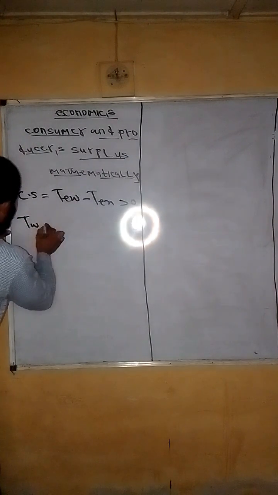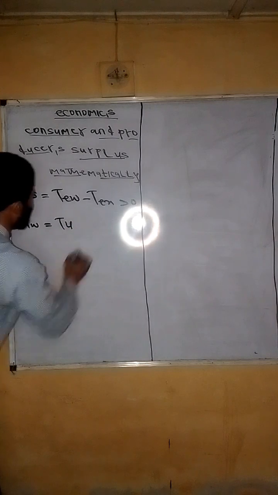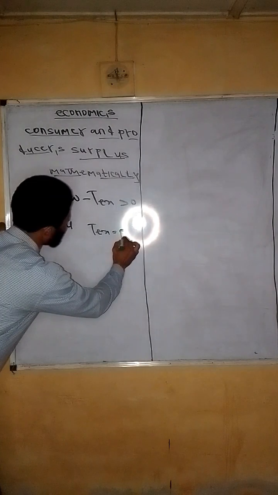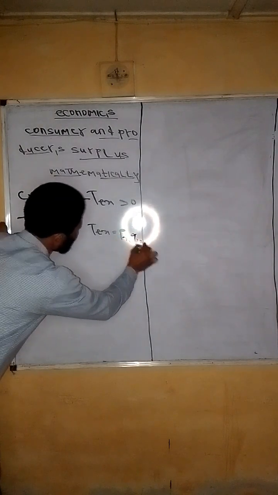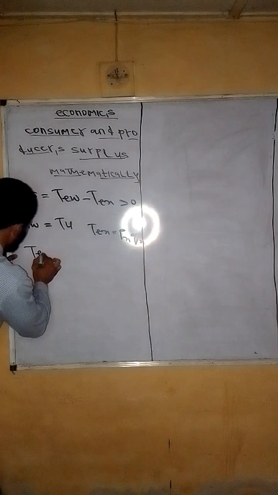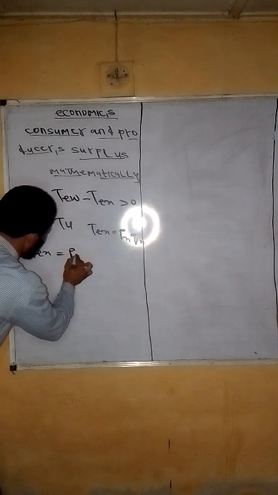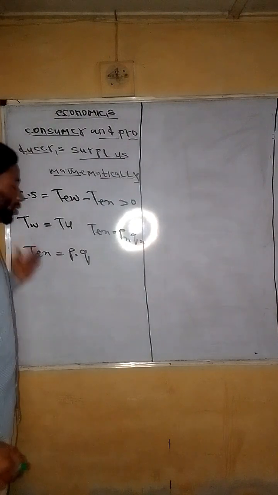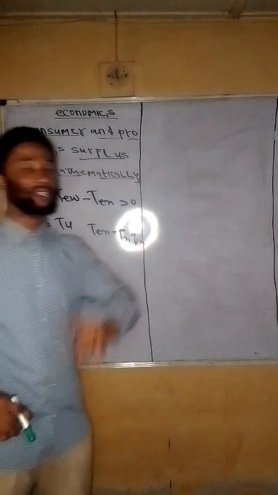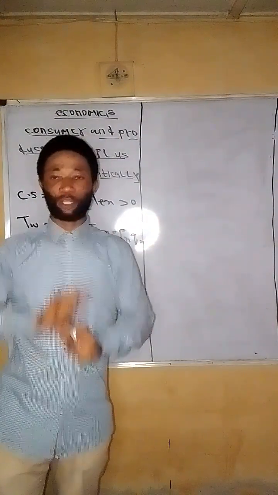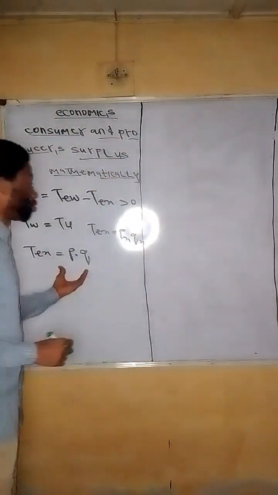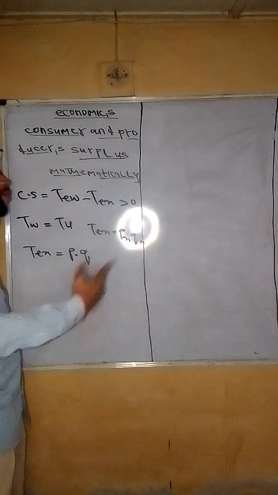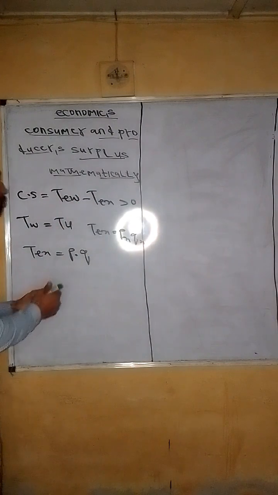Remember that total welfare is the same thing as total utility, and that total expenditure on a commodity is the same thing as the price of the commodity times the quantity of the commodity purchased. So please take note that total expenditure on any commodity is the price you are paying per each good multiplied by the total units of the good you are buying. Now, total welfare is a measure of the total satisfaction you have gotten from consuming a good, which is the same thing as total utility.